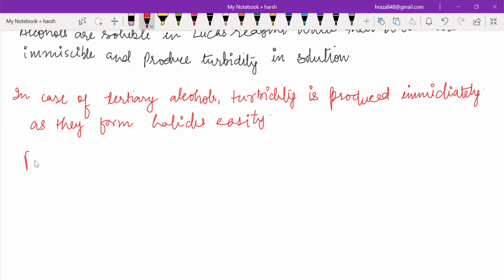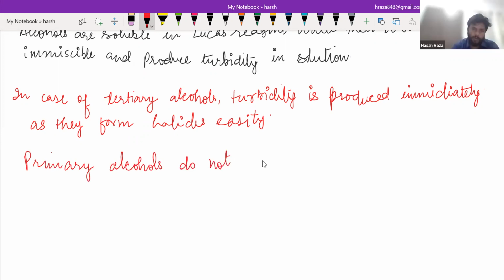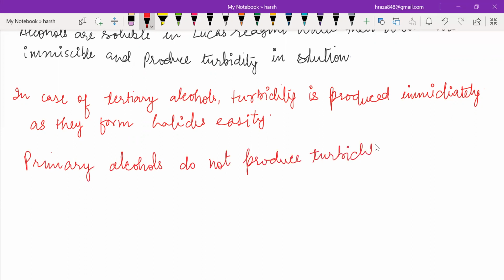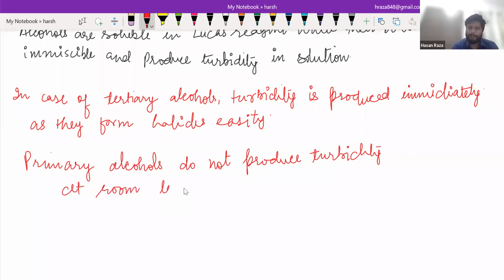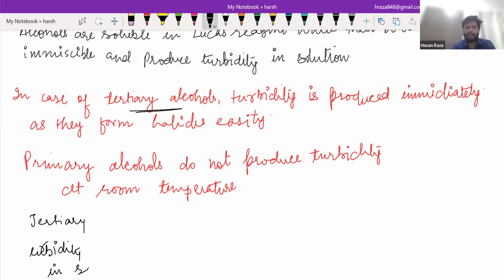Primary alcohols do not produce turbidity at room temperature. It's all because of the formation of carbocation, and as we know, tertiary will be more stable than secondary, than primary. So for tertiary, turbidity is formed immediately. That means turbidity will form in seconds.